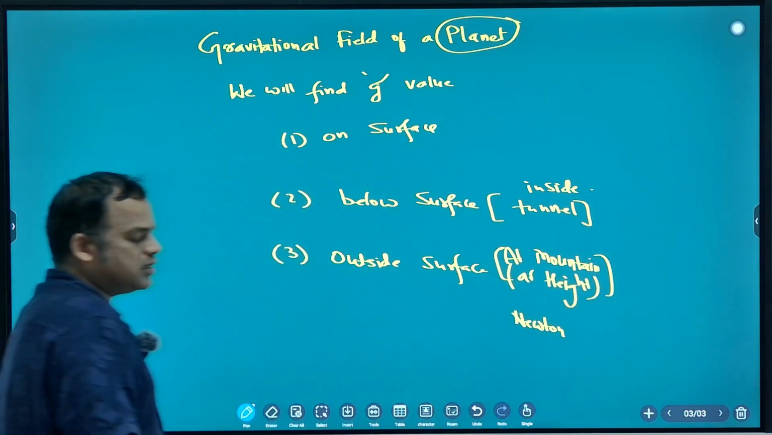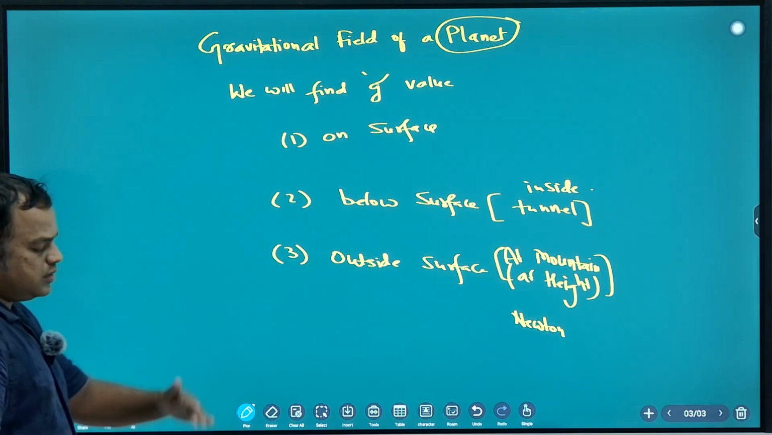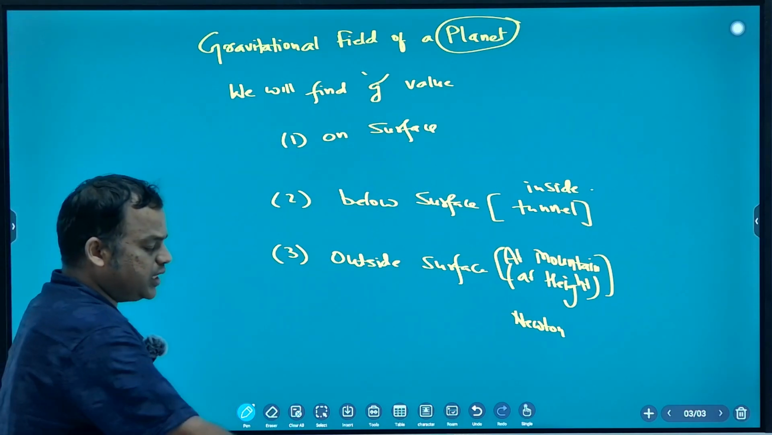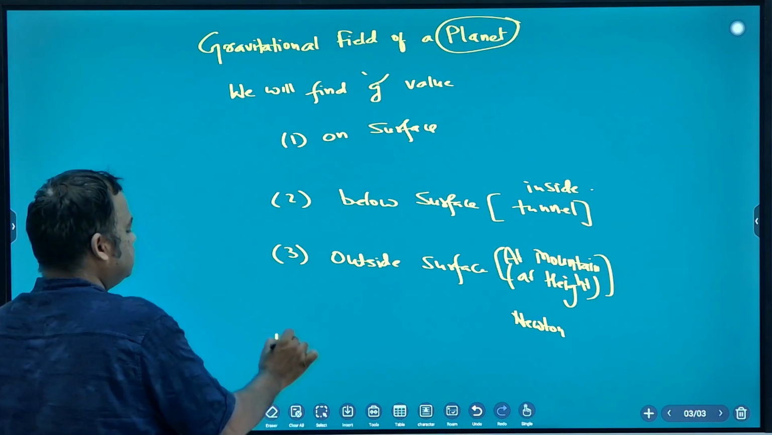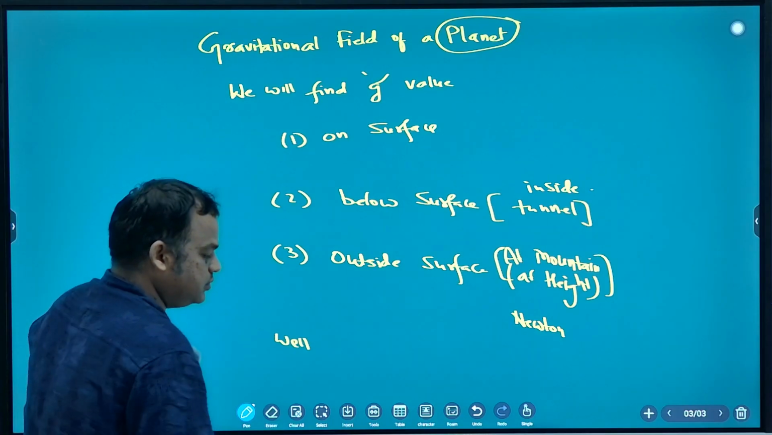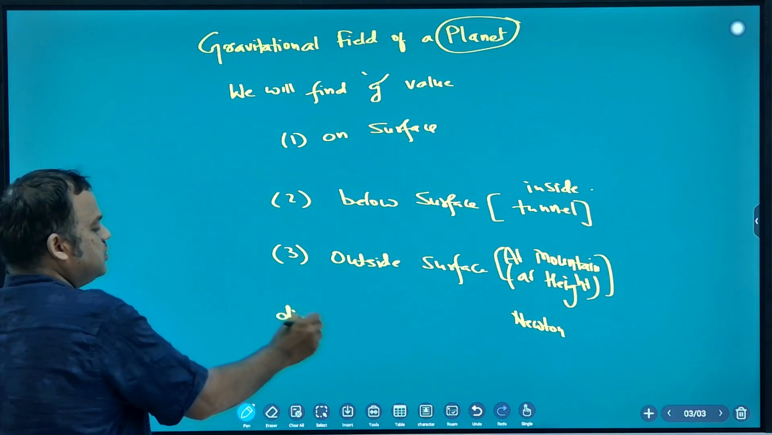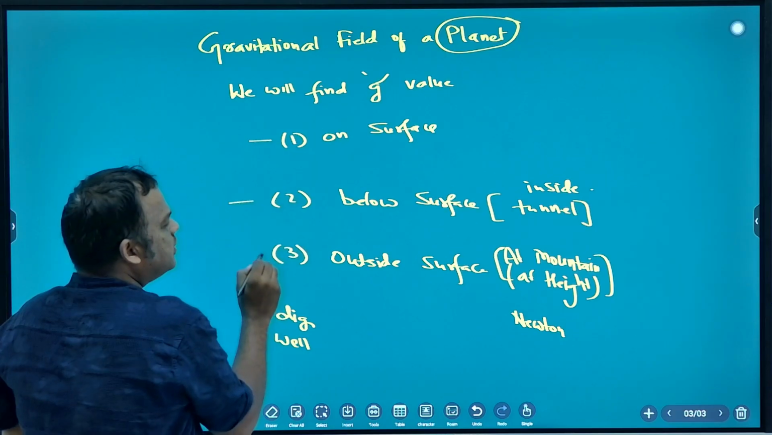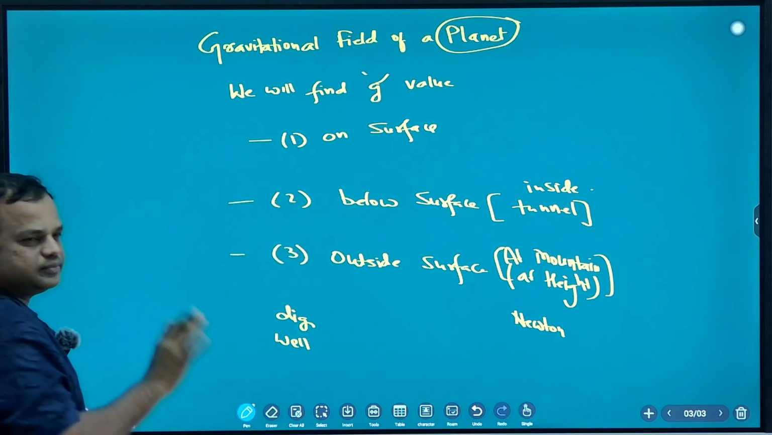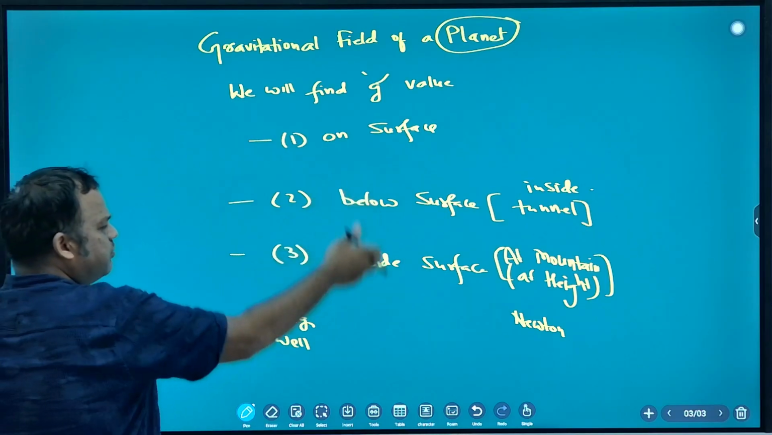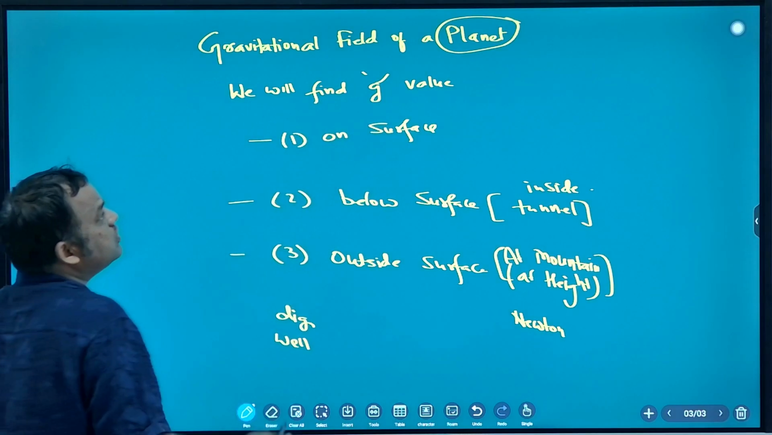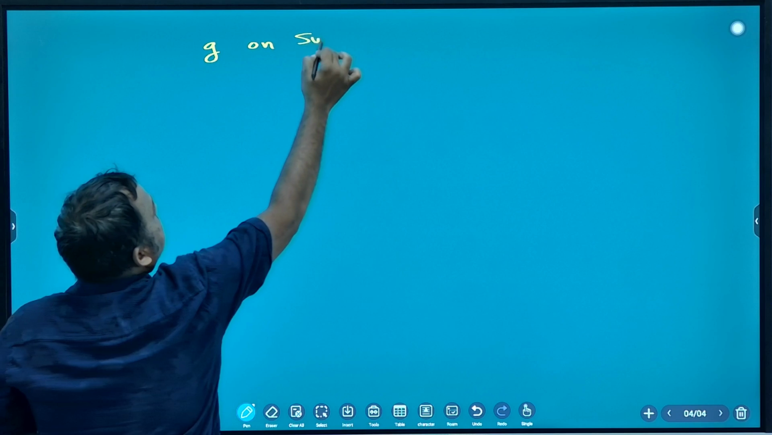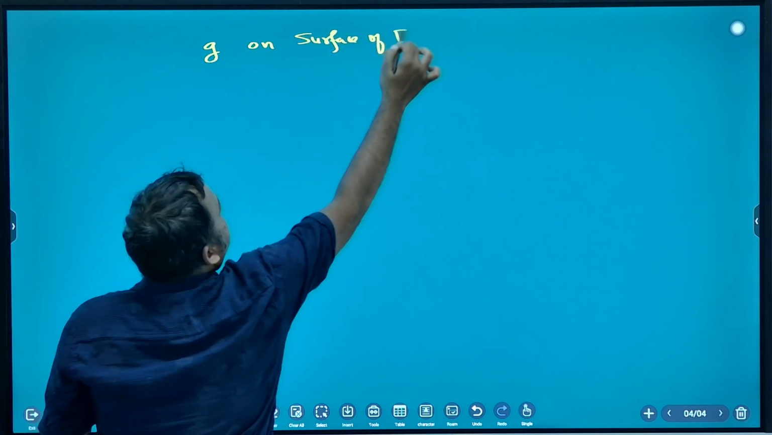So this is the surface, this is the planet surface. If you go above like this, so height is increasing. If you dig a well, you are going inside earth, correct? So on surface, inside earth, outside surface. Okay, clear? We'll find this. I will come to these two later. Let's focus on this. Okay, so g on surface, note down. A small g on surface of earth.